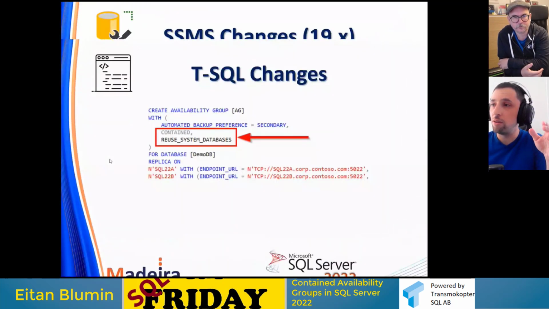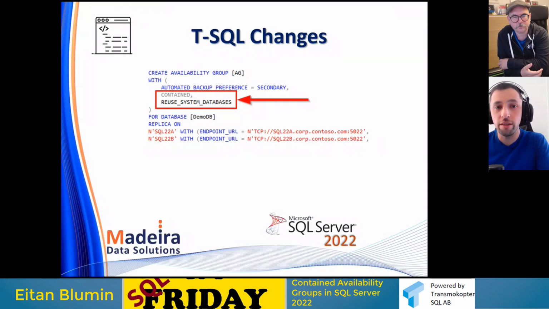Similarly, there's also a new syntax in the create availability group command in T-SQL. Same thing, you can add the contained and optionally reuse system databases options when you create a new availability group.